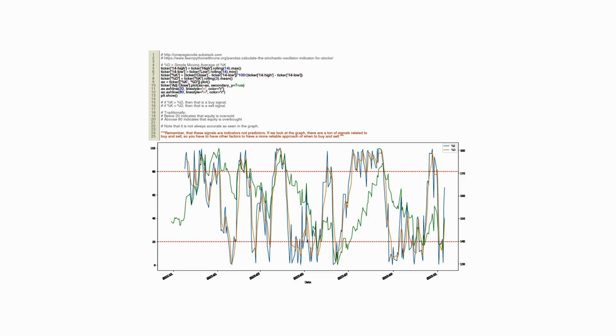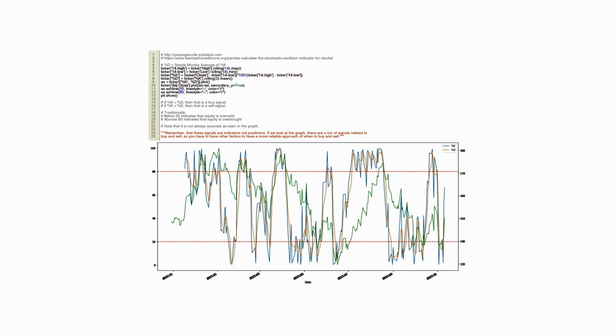This Python code is designed for algorithmic trading using a deep learning approach and calculates the stochastic oscillator indicator for stock data. The stochastic oscillator is a momentum indicator that compares a particular closing price of a stock to its price range over a certain period of time. The code calculates two lines, namely %K and %D, where %K is the current value of the stochastic indicator and %D is the 3-period moving average of %K. It first determines the highest and lowest prices within a 14-day window.